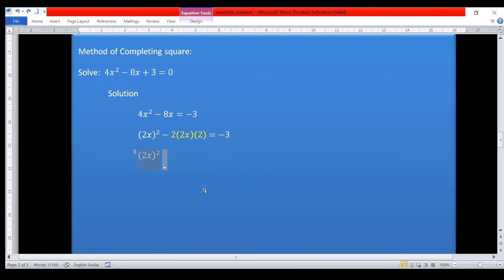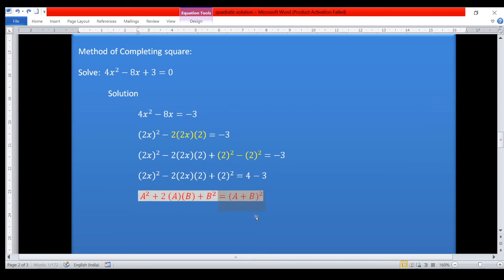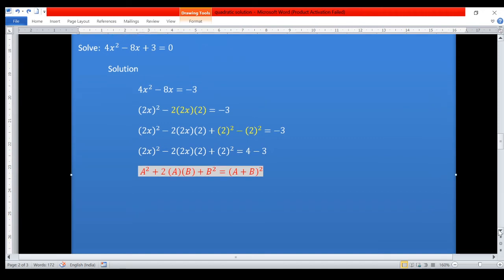Next, a² − 2ab + b² − b²: I'll add and subtract 2², is equal to −3. So (2x)² − 2ab + b², and I'll take −2² to that side. So 4 + 2² is 4. 4 − 3. So now you see I brought it into the a² − 2ab + b² form. That is the intention. So now again you go in reverse so that we are able to understand.